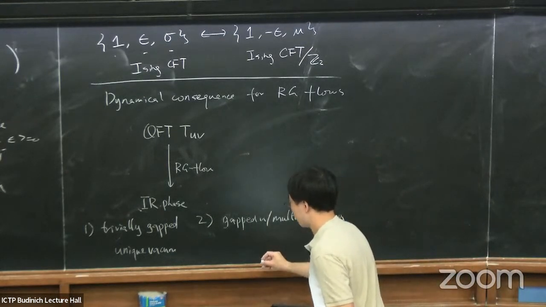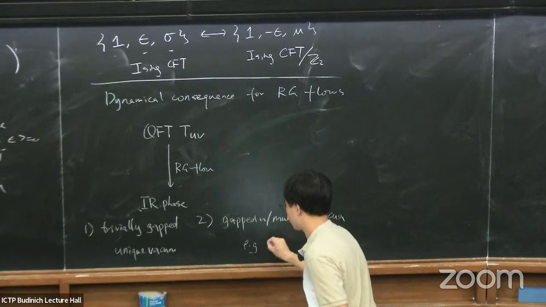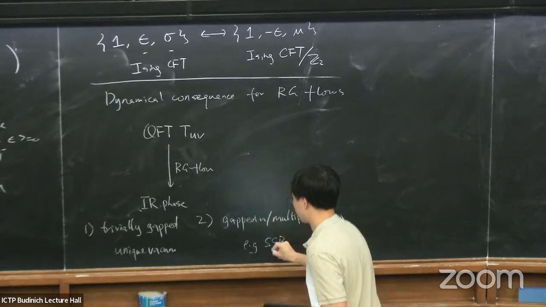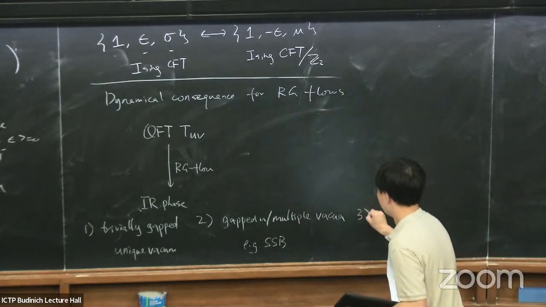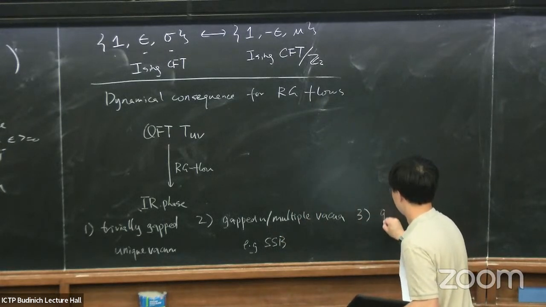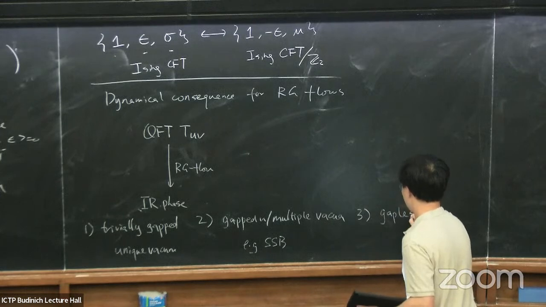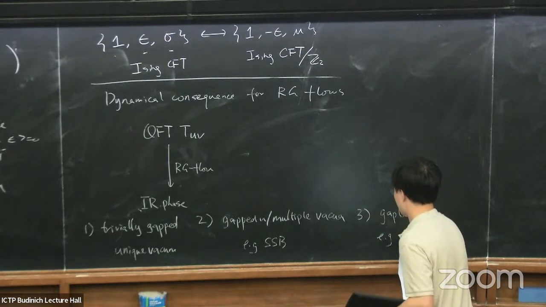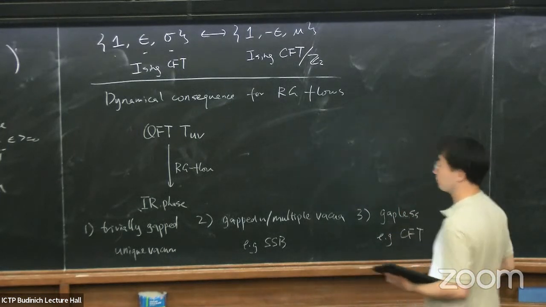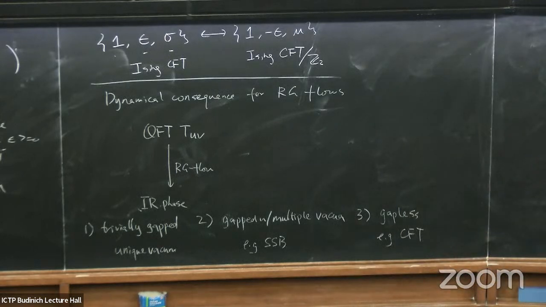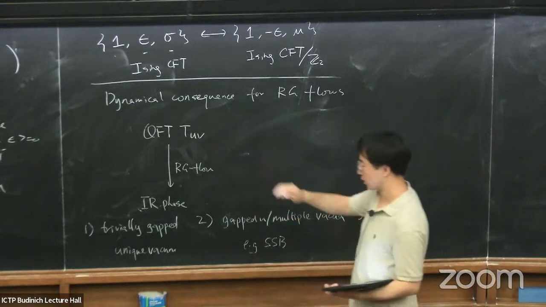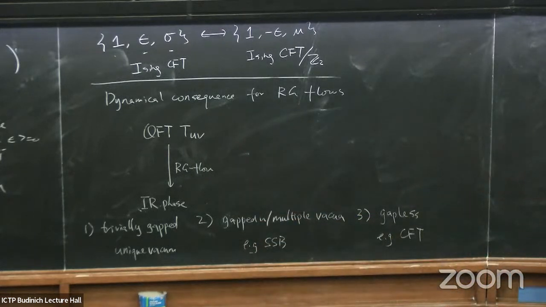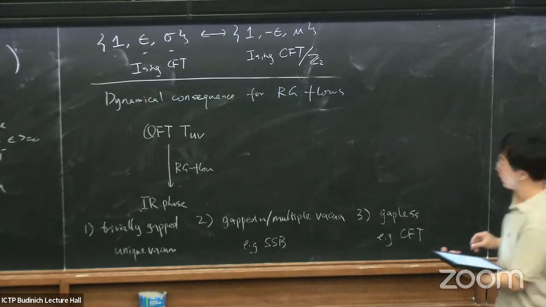This corresponds to the case, for example, when you have some discrete symmetry that is spontaneously broken, okay, in a two-dimensional context. And the third possibility is gapless. In other words, described by a non-trivial CFT. Okay, so these are the three general possibilities for an RG flow. So let's focus on the two-dimension case from now on.